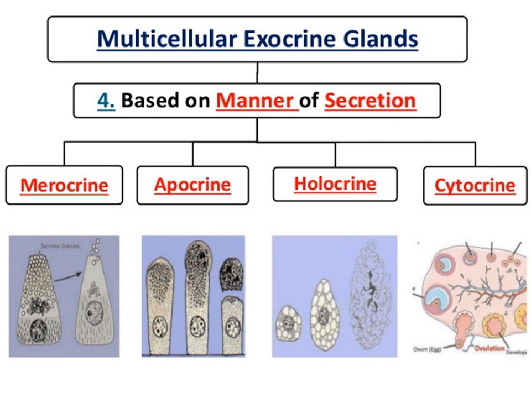The last one displayed here is cytokine. It is not mentioned in our textbook, so currently we can leave this. Fine. So based on this mode of secretion or manner of secretion, it is classified into three: merocrine, apocrine as well as holocrine. Understand?